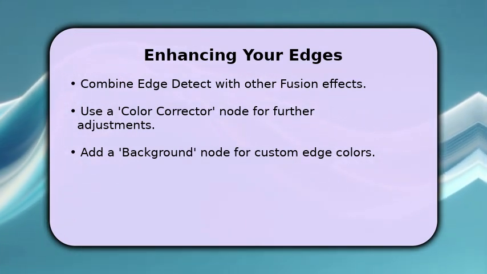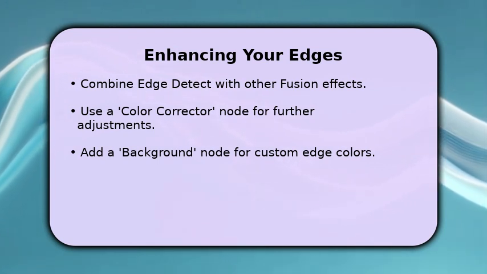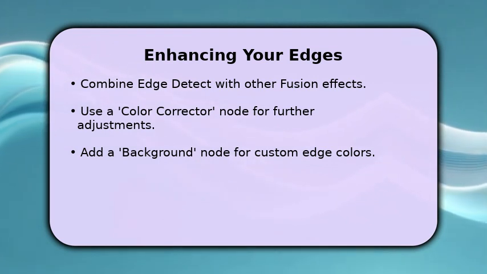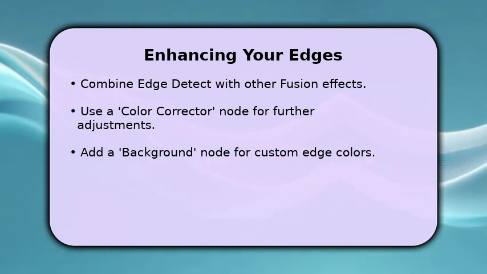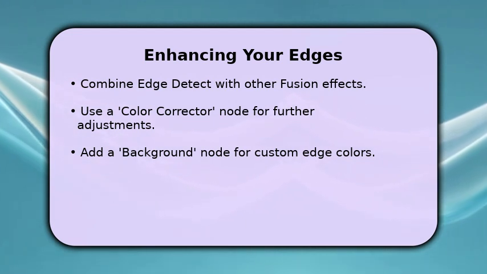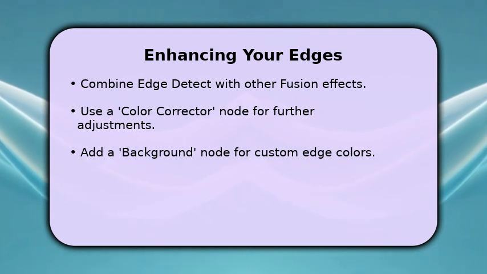For instance, adding a color corrector node after Edge Detect allows for precise color grading of your edges. You could also use a background node to create a custom color for your detected edges, offering more control than the default settings. Don't be afraid to experiment with different node combinations to achieve truly unique and striking visual styles for your projects. Thanks for watching.